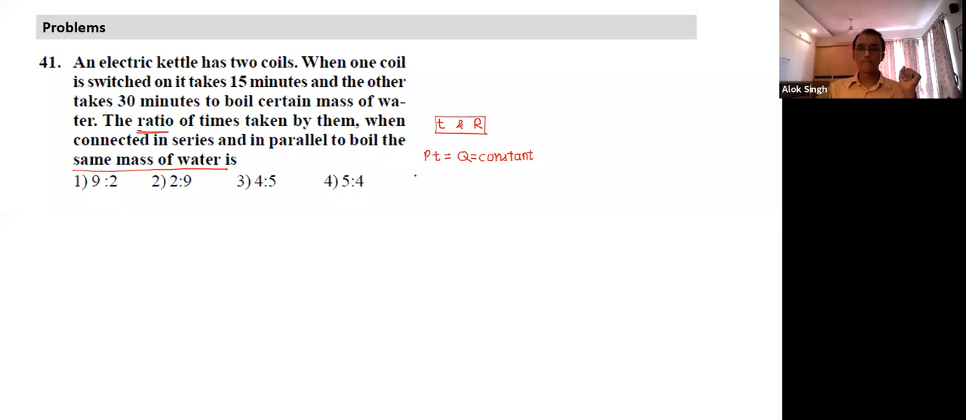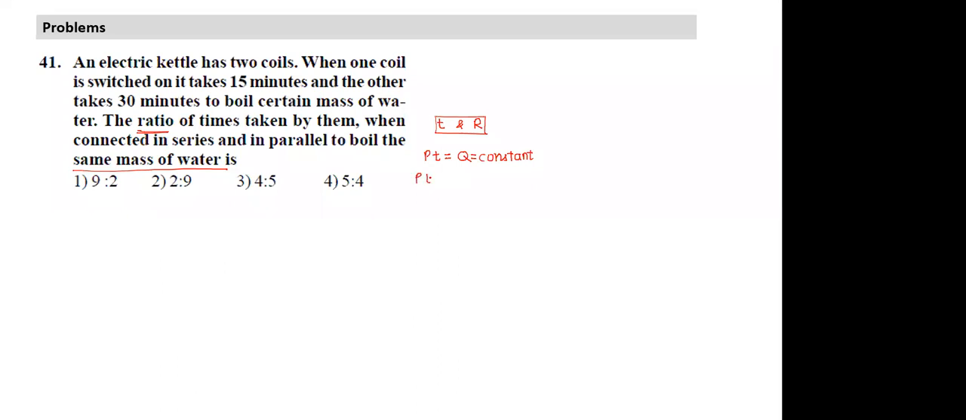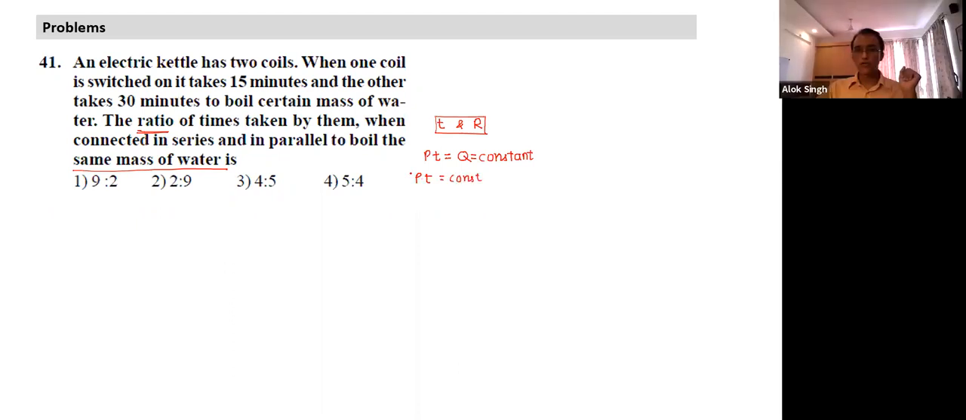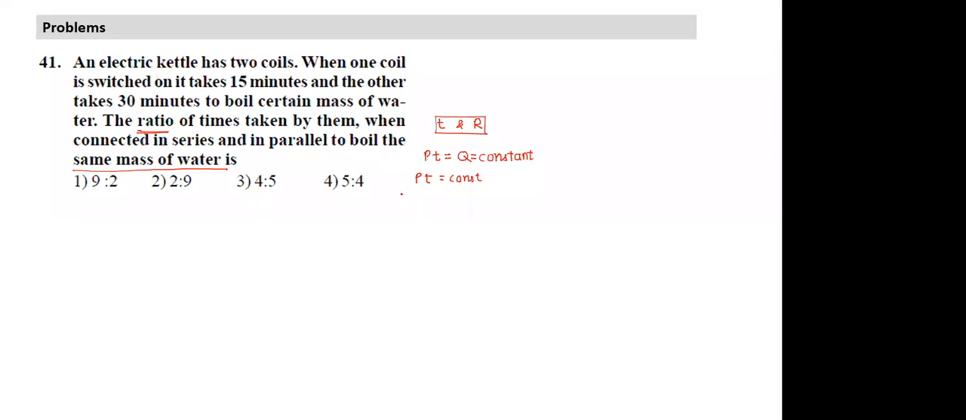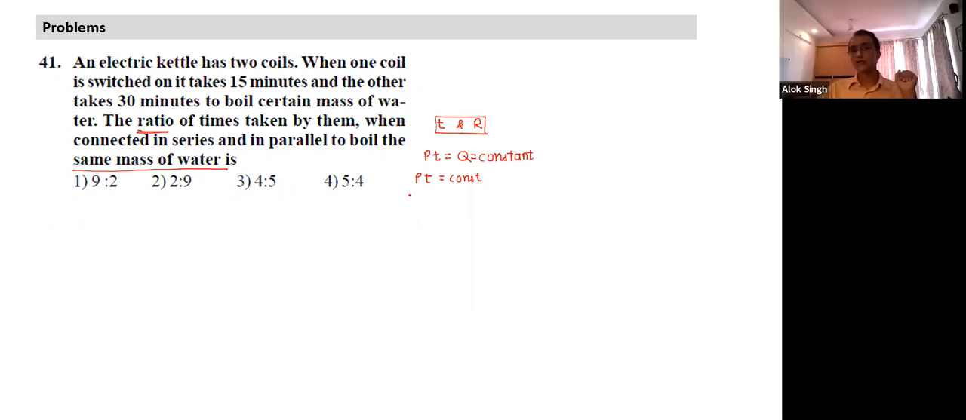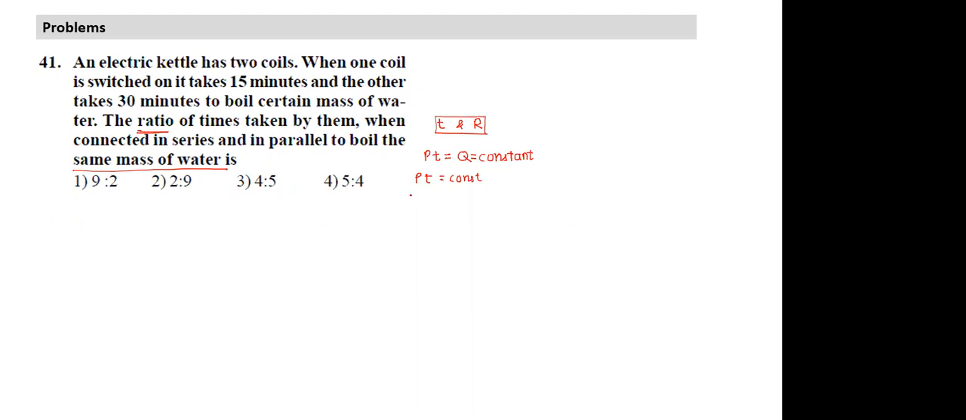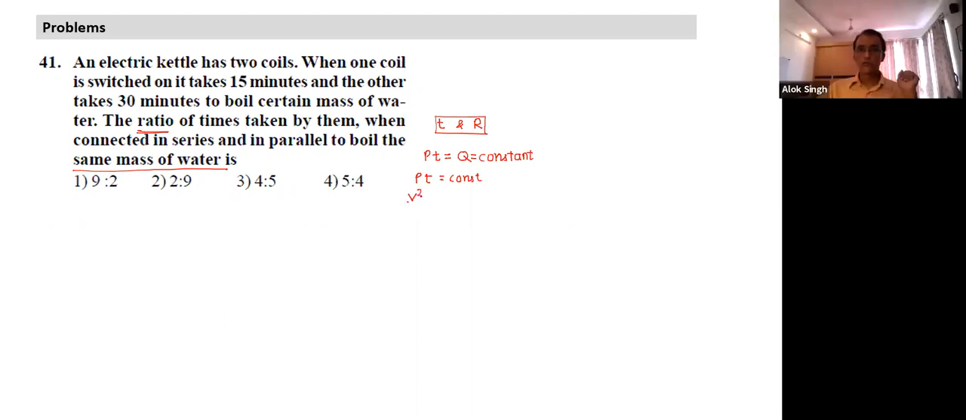So what does this mean? P into T is equal to constant. But for power also, Pranav, which term should I use? Which is constant? What is changing in the first case, second case, and third case? The resistance. Resistance is changing. What is remaining constant? Voltage is remaining constant. So basically it is V square, voltage is constant. So if voltage is constant, power I can write V square by R into T is equal to constant. So what is the relationship I get? What is time proportional to?